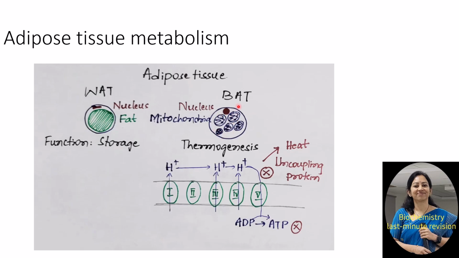Because of the presence of mitochondria, it is known as brown adipose tissue, and it has the normal nucleus with a large number of mitochondria. So the main function of this brown adipose tissue is thermogenesis.